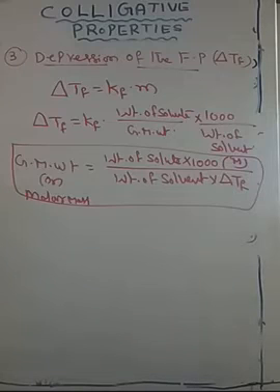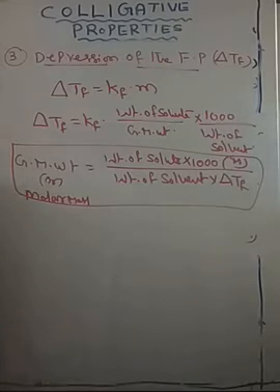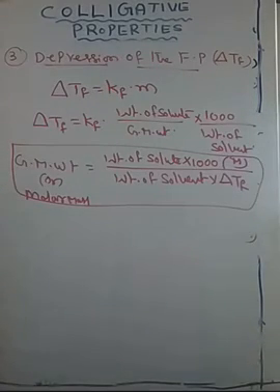So like that, elevation of the boiling point and depression of the freezing point are also useful for the calculation of the molar mass of the solutes. All these three properties, relative lowering of vapor pressure, elevation of the boiling point, and depression of the freezing point, are expressed in terms of solvents.